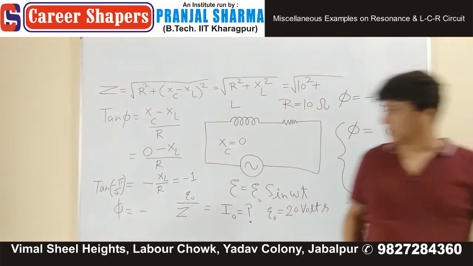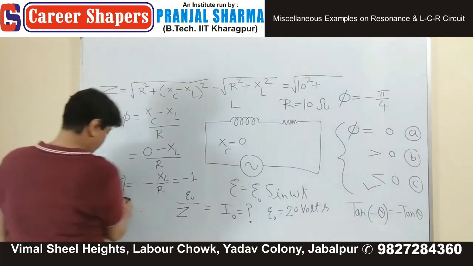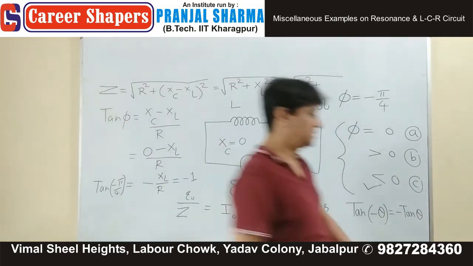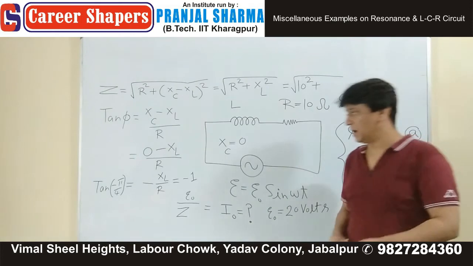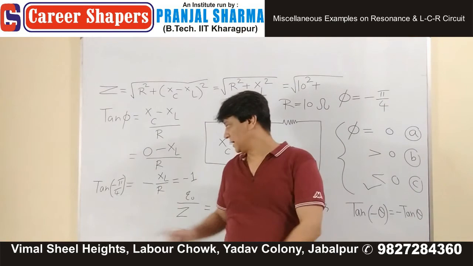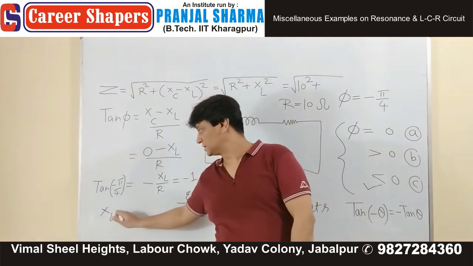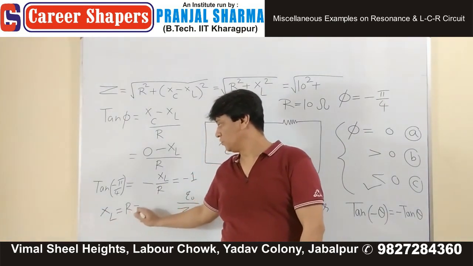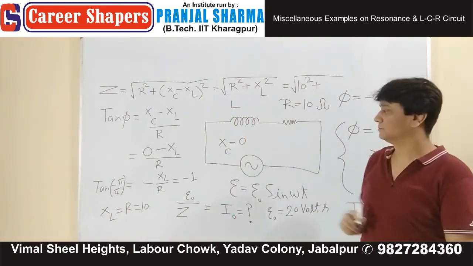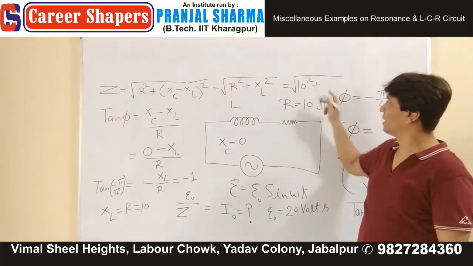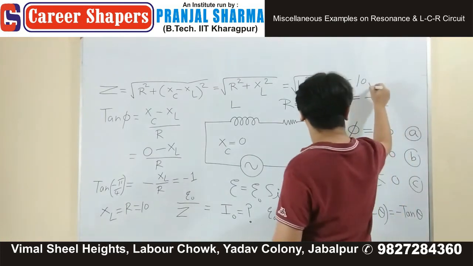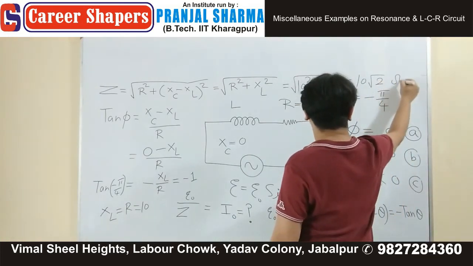And it tells you what? It immediately gives you value of XL. It gives you XL as R. Negative cancels the negative sign. And your XL is coming what? R, which you already know is 10. So you got the value of XL, put it here, 10 square, it becomes 10 root 2 ohms.